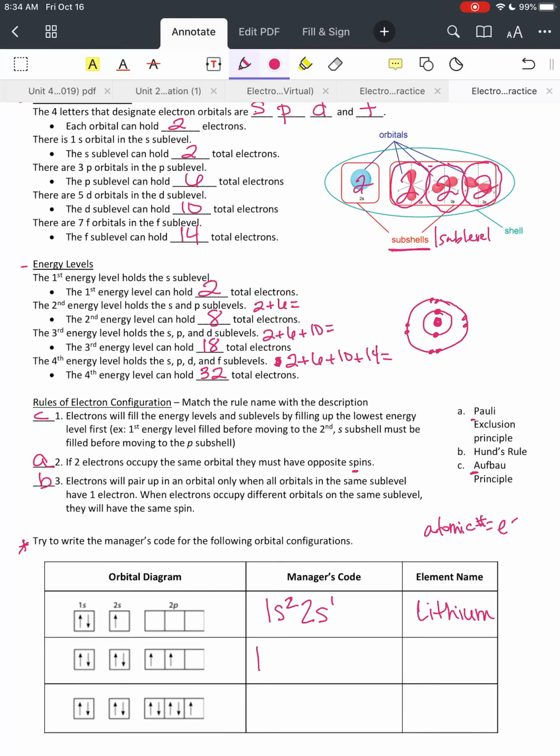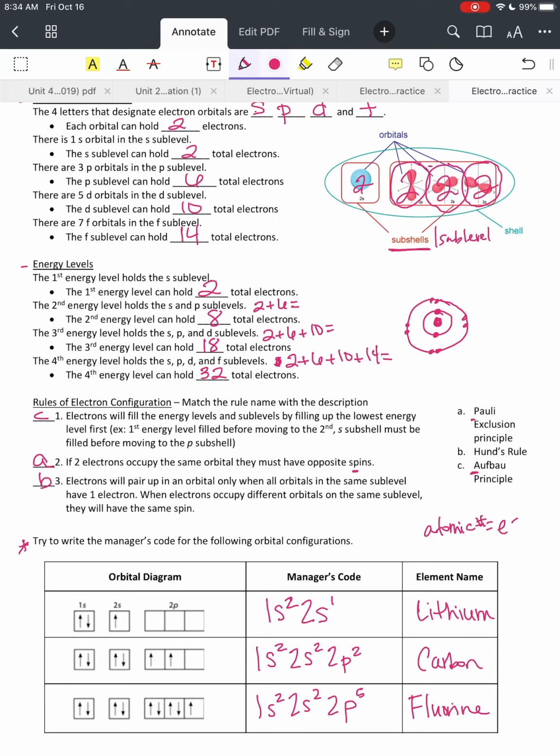So the next one, I have 1s. There's 2 arrows, 2 electrons. I have 2s, 2 arrows, 2 electrons. And then I have 2p, and there's 2 arrows, so 2 electrons. So 2, 4, 6, atomic number 6 is carbon. Last one, 1s2, 2s2, 2p5. So 5, 6, 7, 8, 9. Atomic number of 9 is fluorine.